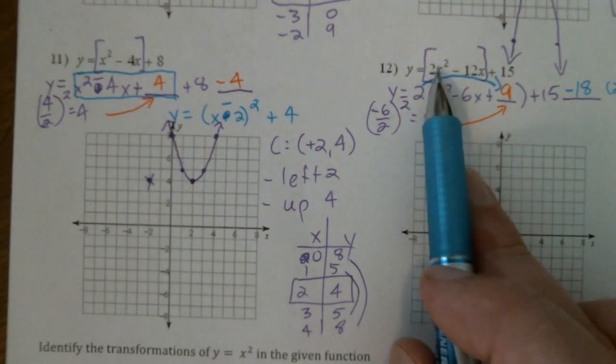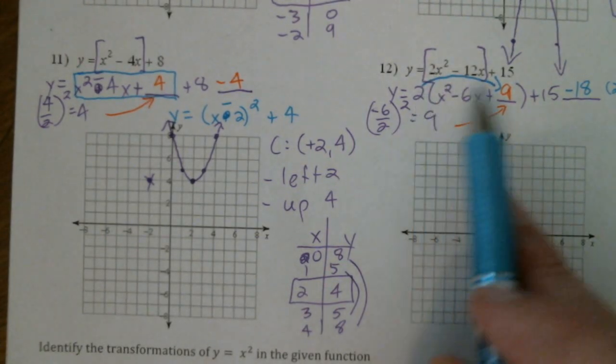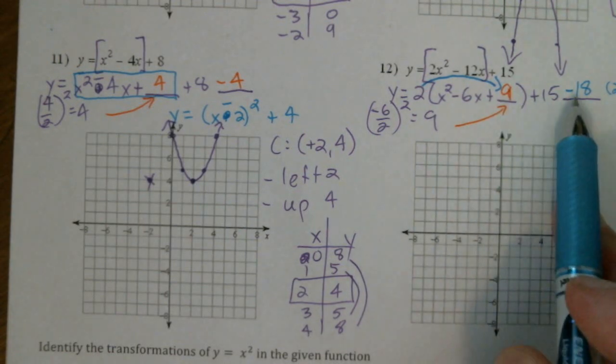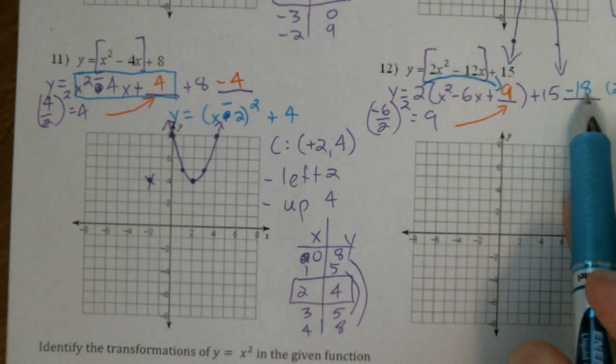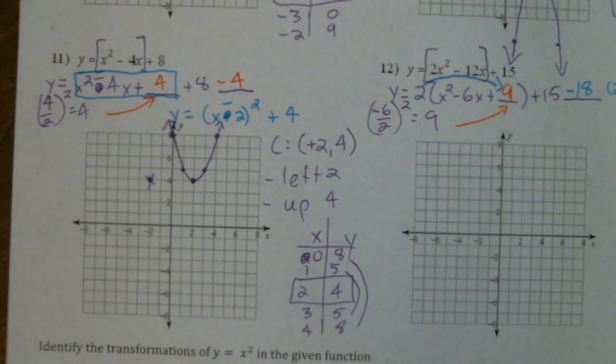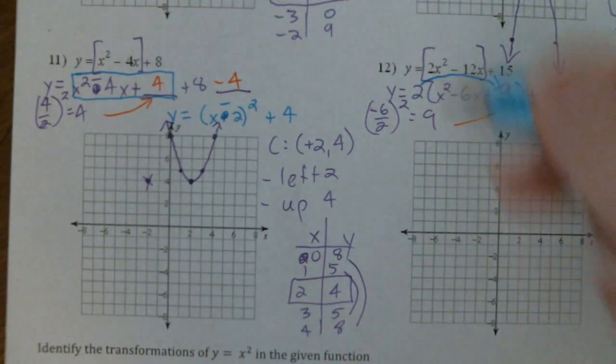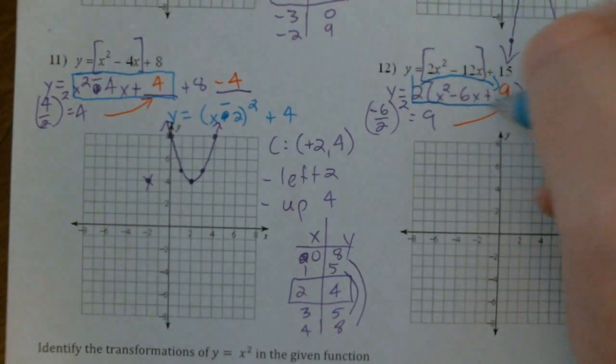If that A front term had been negative, I would have pulled out a negative 18 bricks, which would change this to a positive 18. Okay, so keep that in mind as well. Alright, now we've got our perfect square trinomial.